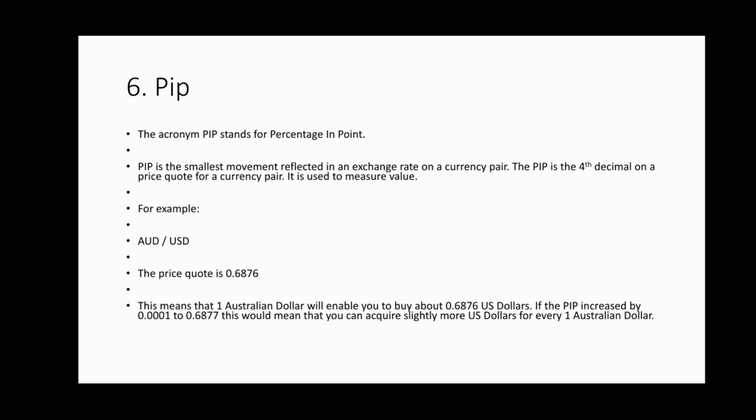So for example, we're going to use the Australian dollar to the US dollar again. The reason why I keep on using this pair is because this is the slowest moving pair.